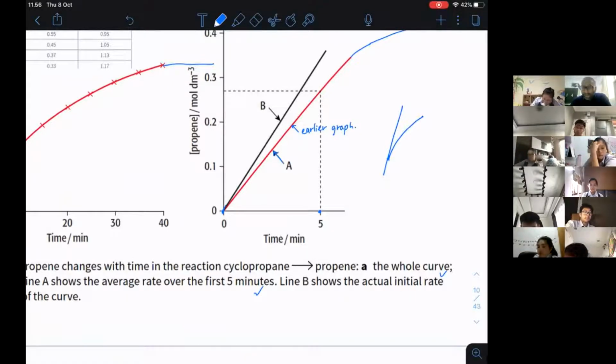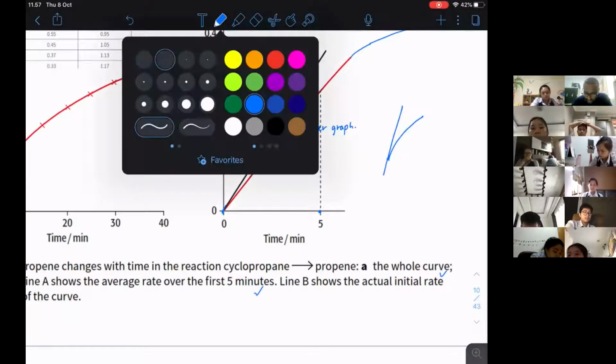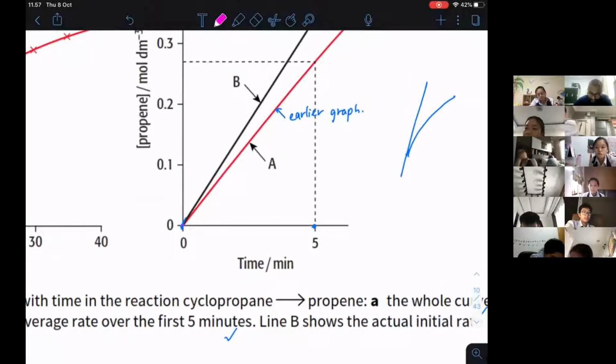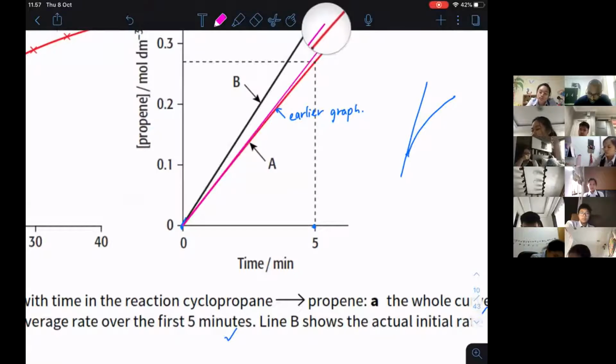Okay, so what they did was draw another line showing the initial rate, the tangent. How did they come up with this line? Normally I cannot show this, but in this case I think I can show you very clearly. Maybe I'll use this. You see, when I bring this line over here, it touches most of the red line. So I'll just keep on bringing it.